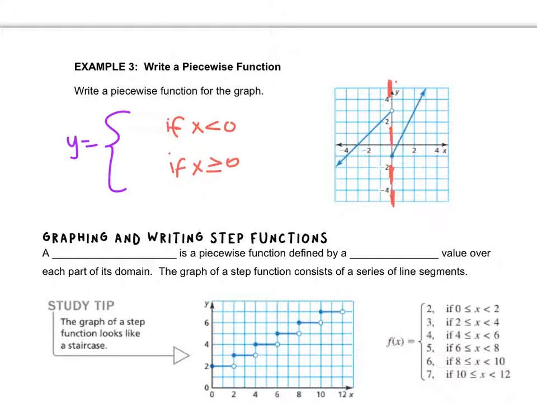Now we have to come up with the equations. So if it's helpful, and this is just an option, you can extend the lines and see what it would be. Sometimes you need that to get the intercepts.